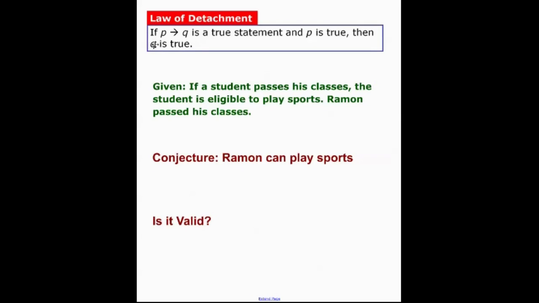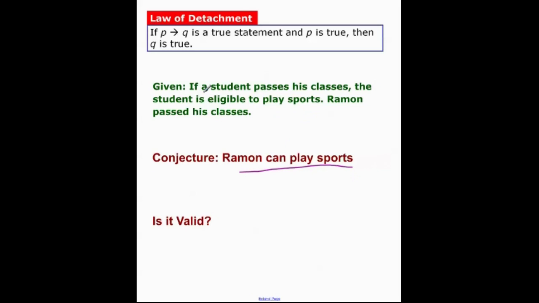It reads, if P then Q is a true statement and P is true, then Q is true. That's kind of straightforward. Let's take a look at an example of this. Detachment means you're taking something apart, or there's something apart and you're going to connect the two somehow. Here we have, if a student passes his classes, then the student is eligible to play sports. Ramon passed his classes. So we can draw the conjecture that Ramon can play sports. I already typed it out because I'm really trying to make this one a quick one.